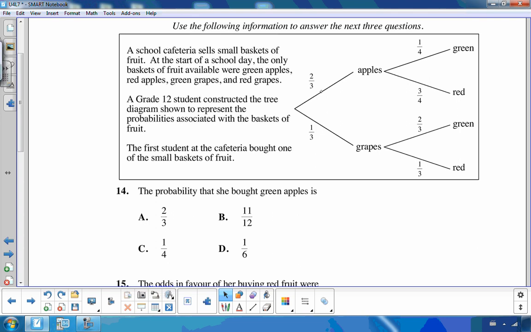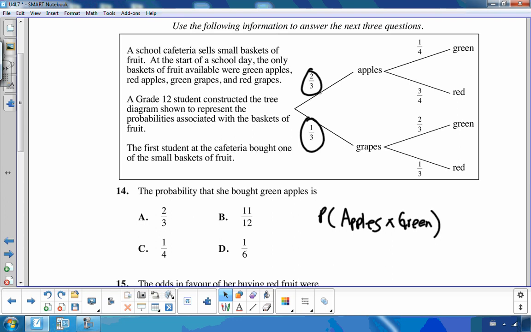So looking at this, the probability of buying apples is 2/3. The probability of grapes is 1/3. Of the 2/3 of apples, 1/4 were green, 3/4 were red. Of the grapes, 2/3 were green, 1/3 was red. So we want to know the probability that she bought green apples. So there's two different parts here. This is the probability that she bought apples. We have to look at that, and the probability that they are green times the probability that they are actually green apples.